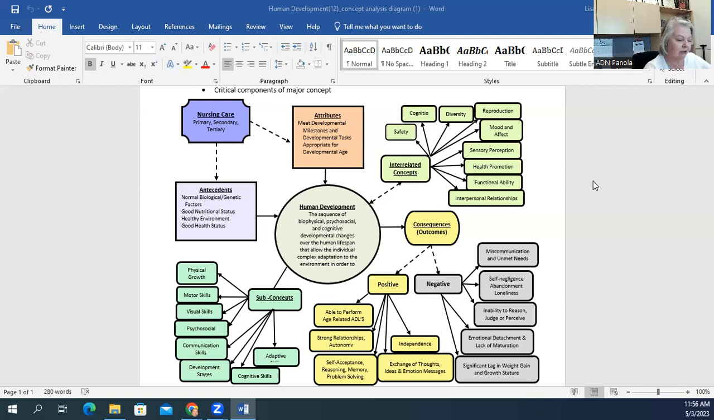Again, positive interactions is going to be a lot better than any negative interaction. And it says they imitate masculine and feminine behaviors in play, and gender identity is well established by 6 years of age. And that's what we are about to get into when we start our sexuality concept.